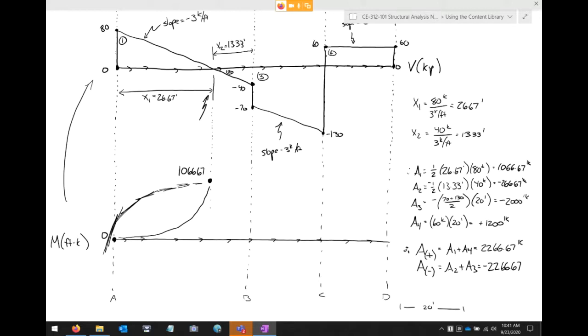No? Oh, okay. I'm sorry. I probably wasn't writing it very clearly. That's probably more on me. So the moment diagram is going to look like this. Going to look like that until we get to 1066.67, where the slope is 0.